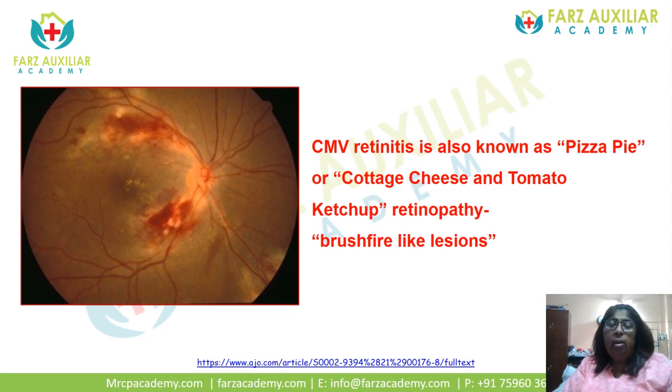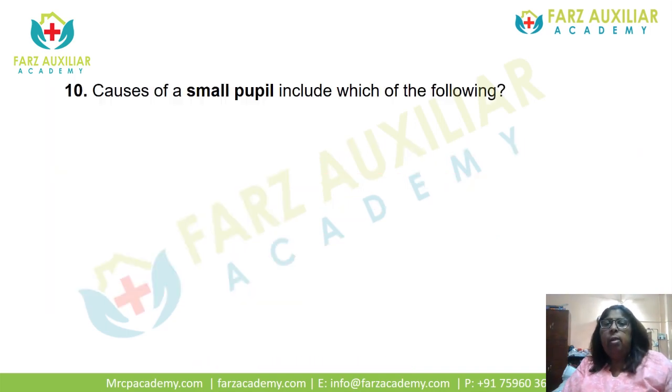Number 10. Causes of a small pupil include which of the following? A. Third nerve palsy. B. Carbon monoxide poisoning. C. Pontine hemorrhage. D. Ethylene glycol poisoning. And E. Holmes-Adie pupil.